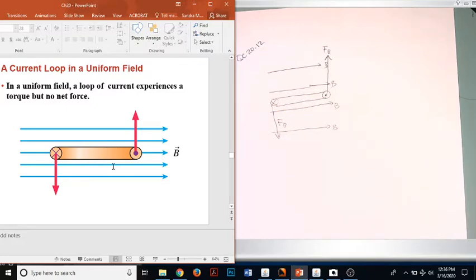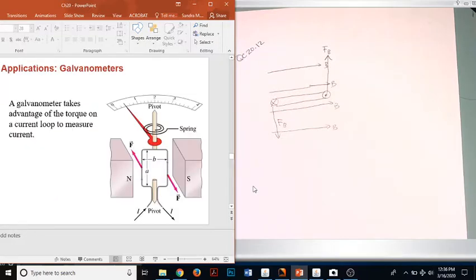So we said that this will experience a torque, but no net force. What I mean by that is that there is no net force on this. There is an equal and opposite force pointing up and pointing down. So this won't translate. It won't move up, down, left, or right. But it will experience a torque. If you remember from the first semester, a torque is a force that acts to cause a rotation and not a translation. So this thing will spin. Anything that will spin, or at least anything that will change its rotation, is something that is experiencing a torque.